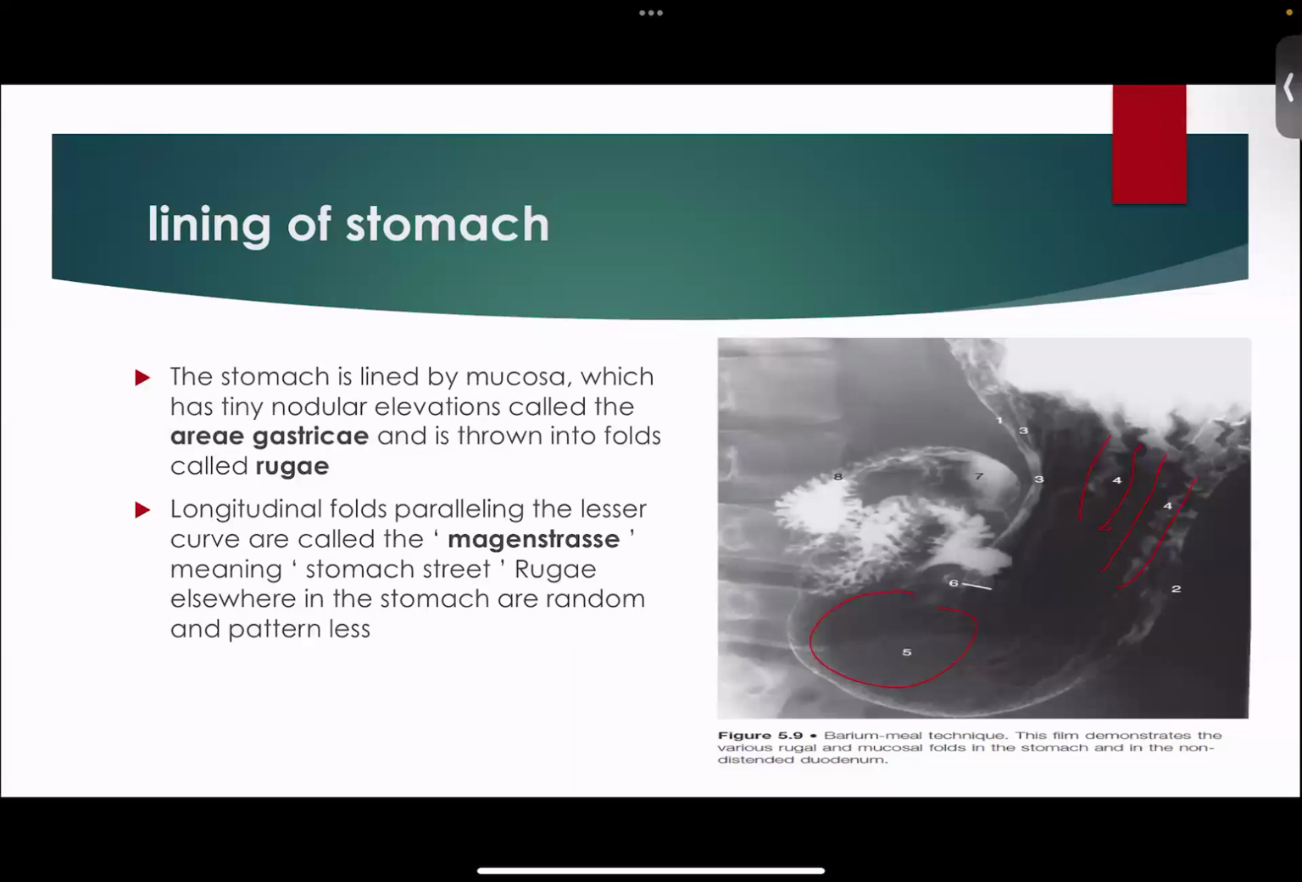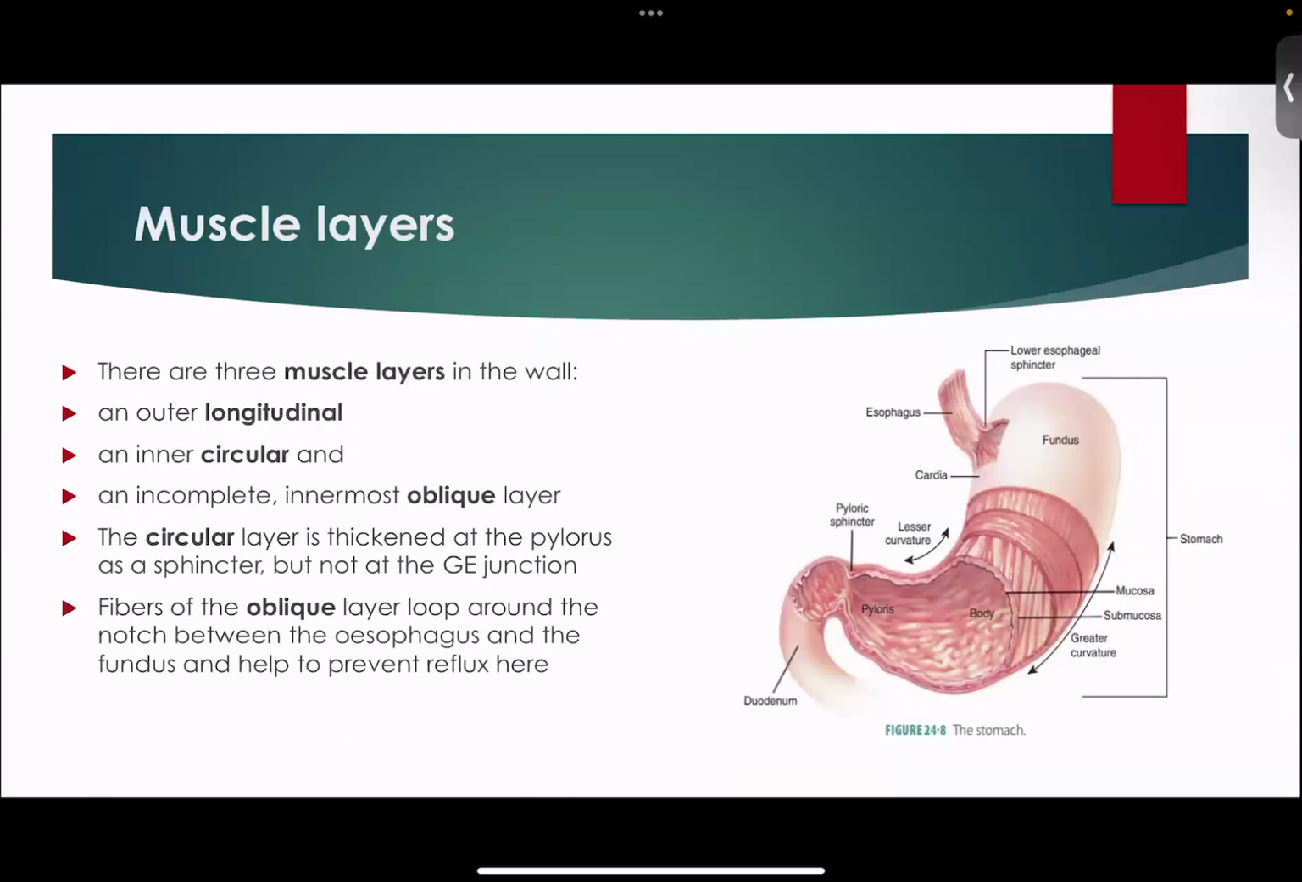The muscle layers of the stomach. The stomach has 3 muscle layers, unlike the small and large bowel, which have 2 muscle layers. The outermost is the longitudinal muscle layer, the middle layer is the circular, and the innermost is the oblique layer. The circular layer extends at the pyloric region to form the pyloric sphincter, while the oblique layer gives fibers to the gastroesophageal junction to prevent reflux of stomach content into the esophagus.